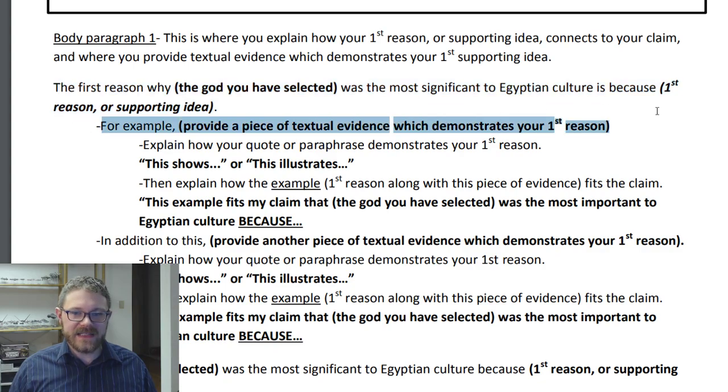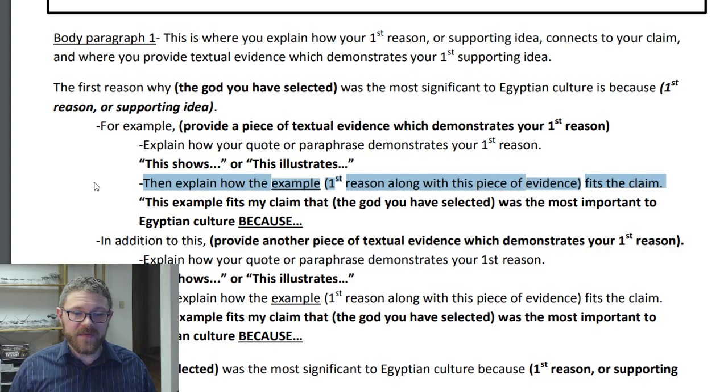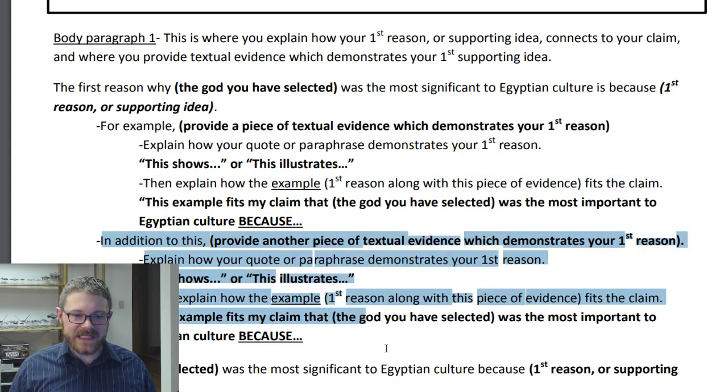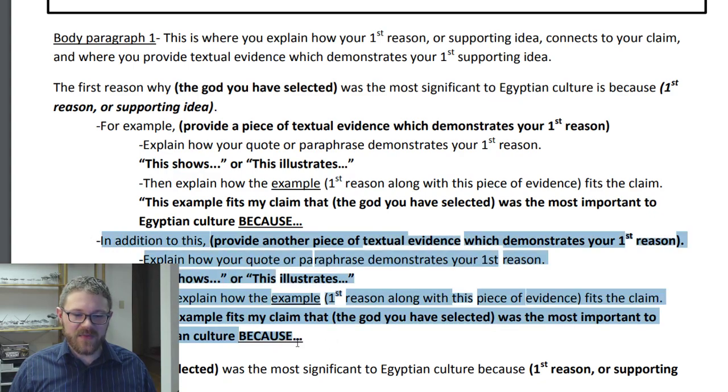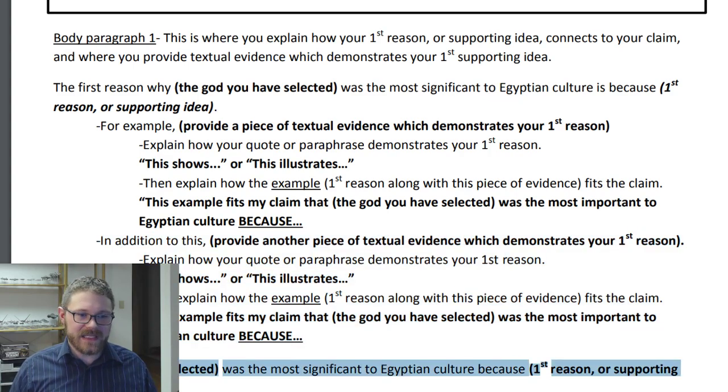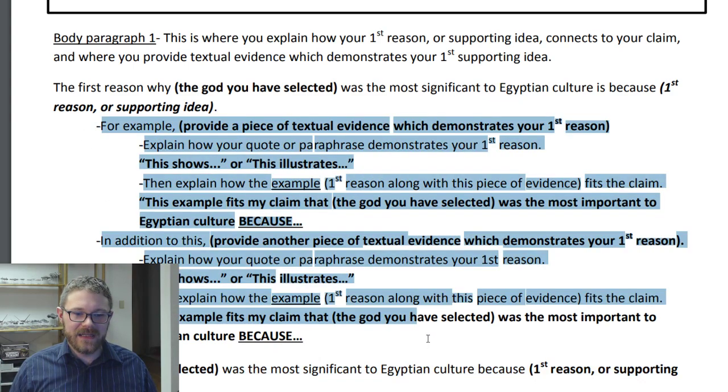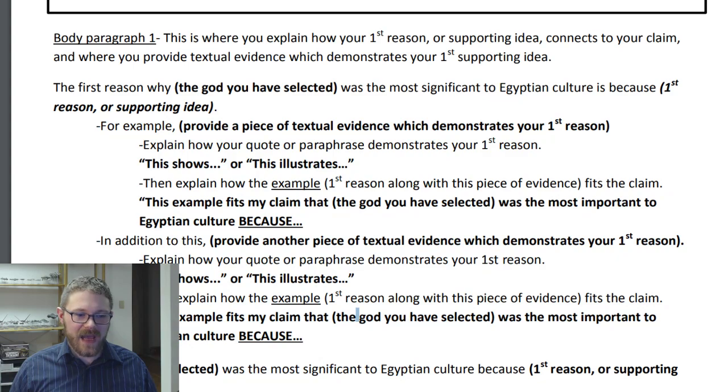You have a sentence that gives a piece of evidence, a sentence that explains how the evidence backs up your first reason, a sentence which explains how both of those things, your example, fits into your claim, 3 more sentences with another piece of evidence, another explanation of how it supports or backs up your supporting idea, and another sentence which brings it back up to your claim, and then you're going to have one more sentence that goes ahead and wraps it all up. So you've got 6 sentences here, and you've got one at the beginning and one at the end.